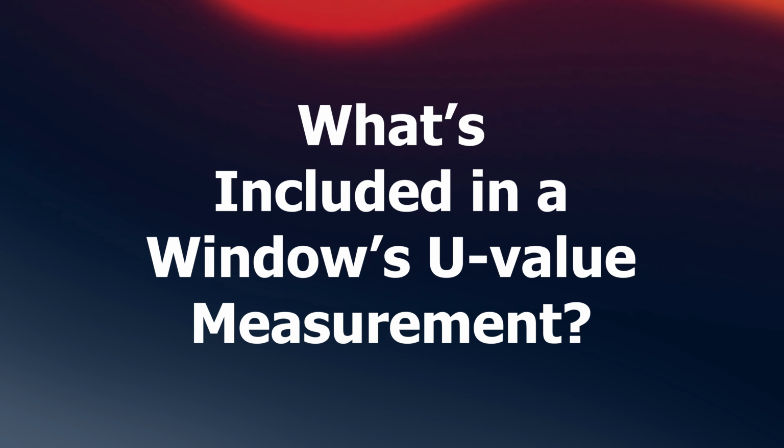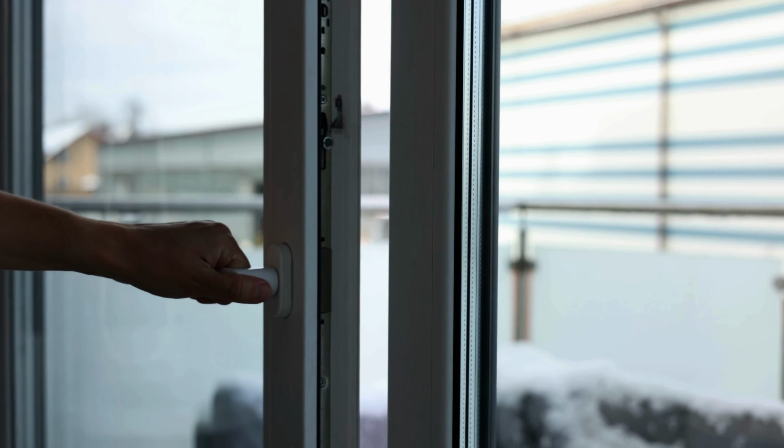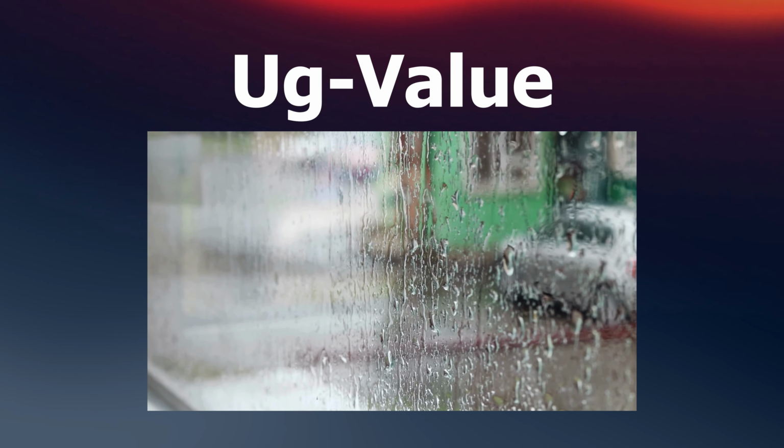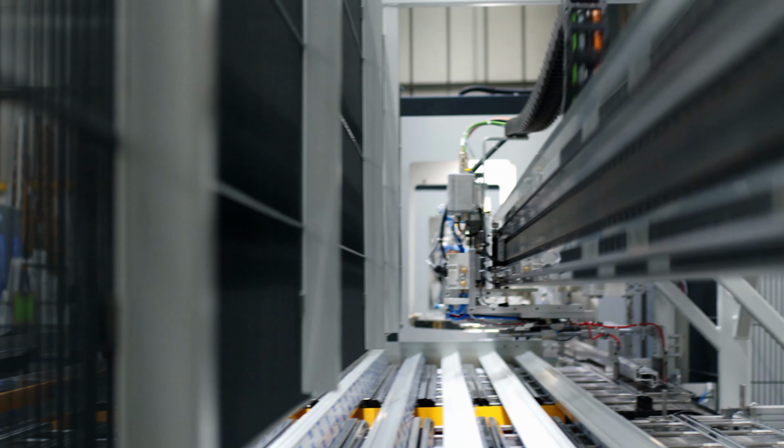So, what's included in a window's U-value measurement? It encompasses the glazing, the UPVC frame, the warm edge spacer bars within the glass, and the seals around the window. When you're comparing your windows, always make sure to look for the U-value and not the UG value. UG value only measures the glass and is not an accurate measurement of the window's overall energy efficiency once glazed.